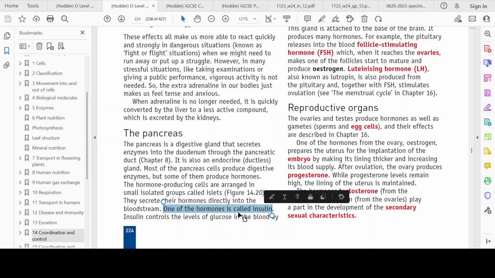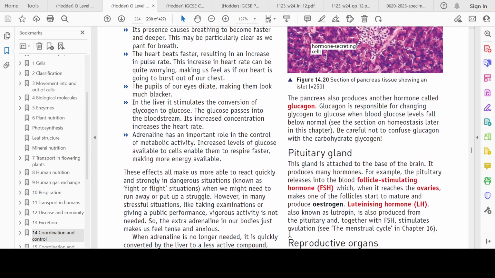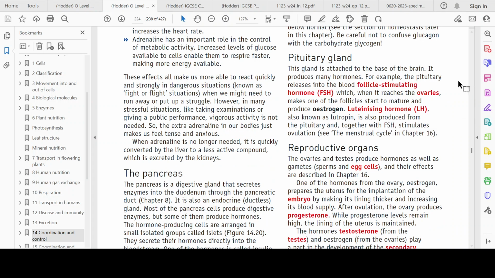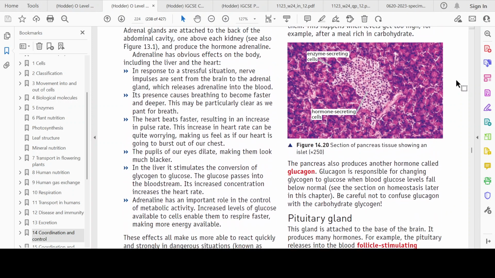One of the hormones is called insulin. It controls the level of glucose in the blood by instructing the liver to remove sugars and store them. So it's converting glucose to glycogen in the liver. This happens when levels get too high, for example, after a meal rich in carbohydrates. So at iftar, there's a sudden rush of food into our body, much more than we need immediately. And so there's a lot of glucose being converted to glycogen, or amino acids and fats being converted and stored as well.